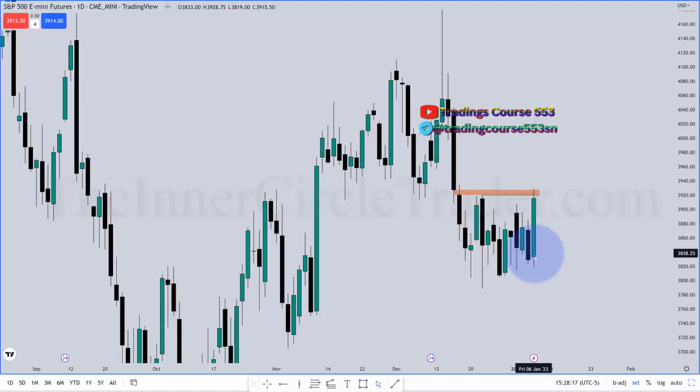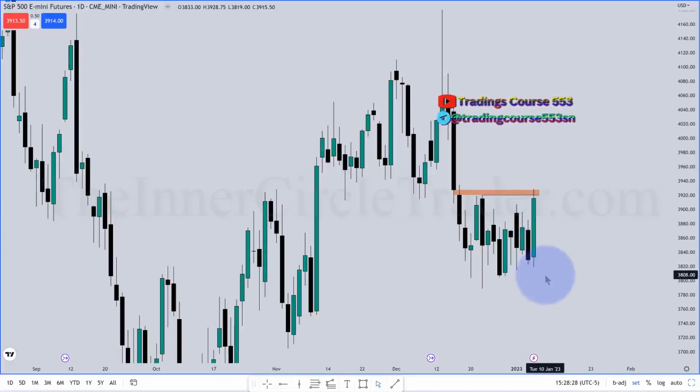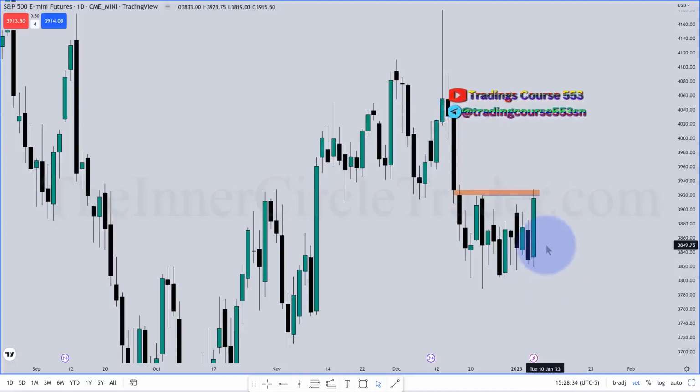On the micro E-mini, you can look that up as MESH2023. It actually went below the 14. So take a look at that and you'll see an SMT divergence. That means the MESH2023 went lower than the ESH2023 symbol. So just something out there for you to study.